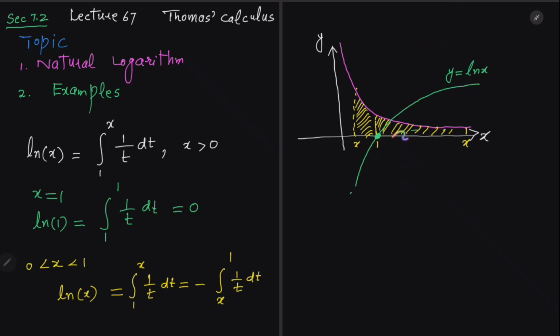I hope you got the point. So from this definition, we developed a function y equal to natural log of x that has positive area and that has negative area over here. Okay, so that's how we define the natural logarithmic function.